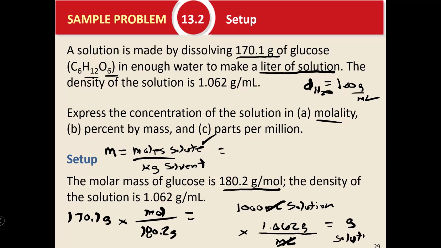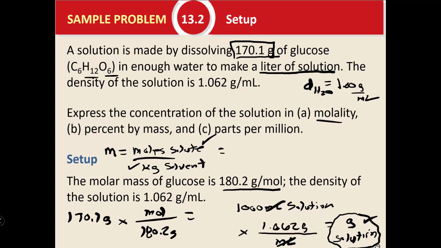And I see a lot of students use that number for this problem up here. No. This is grams of solution. You need kilograms of solvent. So you go, well, how am I supposed to get solvent? Well, you know that the solution consists of both the solute and the solvent. So if you subtract 170 from whatever this number is, you'll get the grams of solvent. So let's go to the next slide.